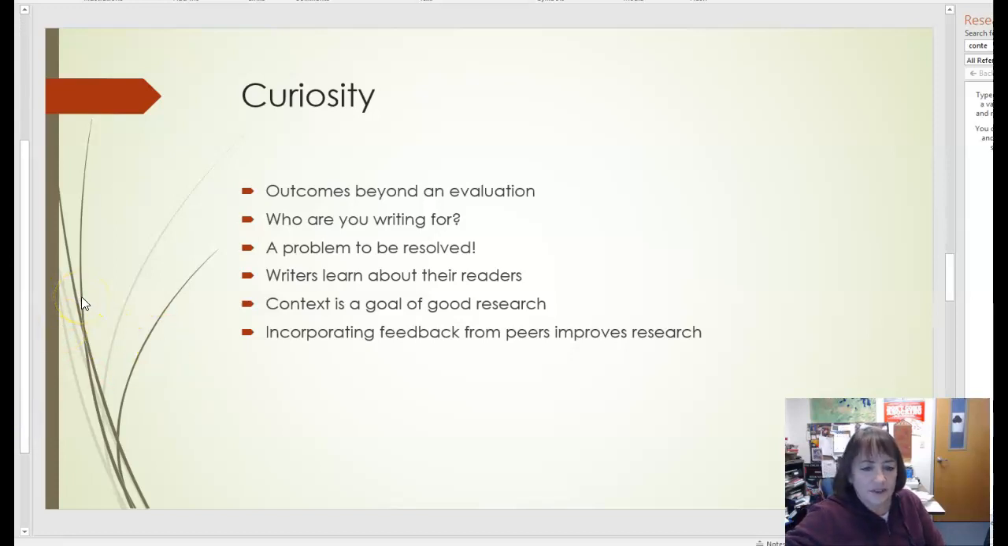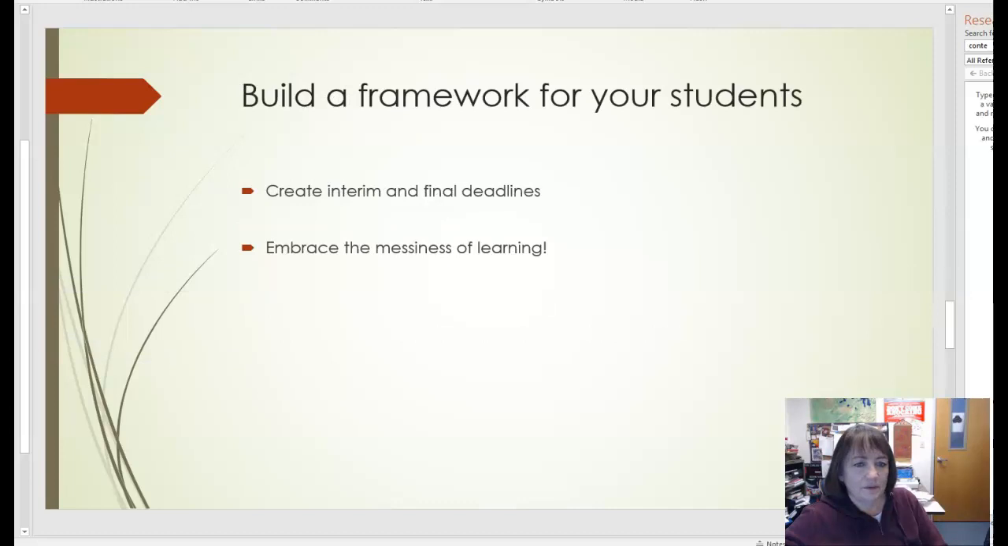So writers learn about their readers, while the readers learn about the writers, and the context-rich nature of research is really the goal of good research, especially I think in the social sciences, including education. And incorporating feedback from peers to improve research is a big deal. I mean, we know that in the future we will be subjected to peer-reviewed journals, but in the meantime, if we can encourage our students to accept and analyze and be open to feedback from their peers, we can encourage a community of people who are ready to move forward with good research in the spirit of the problem.